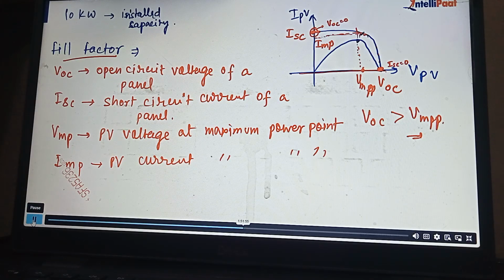So where will I operate? I will operate where I can obtain maximum possible voltage and current. So this is the operating point of a PV.